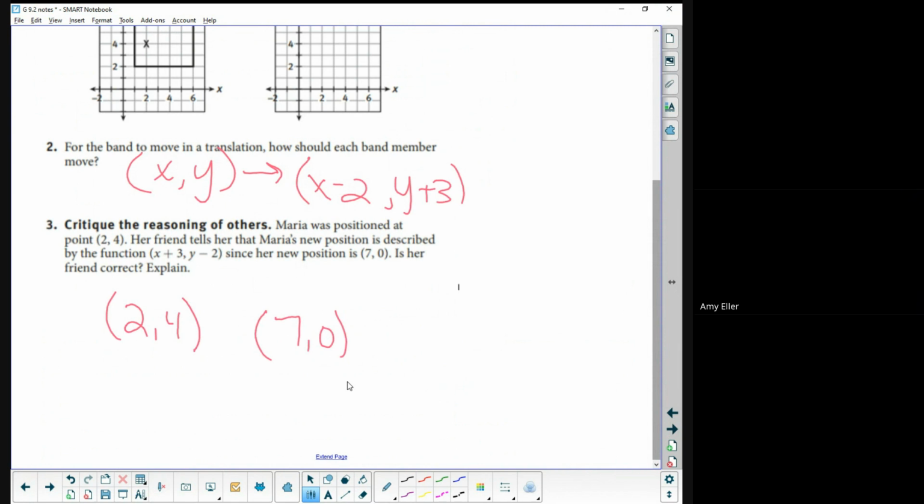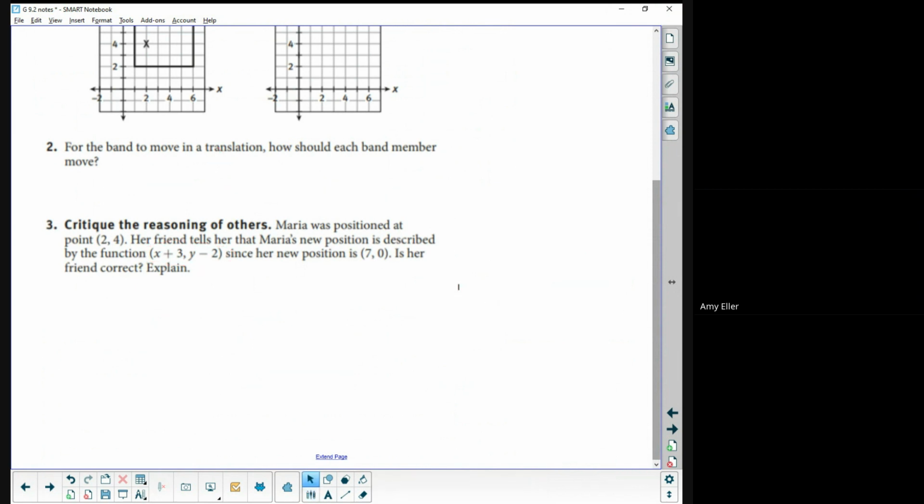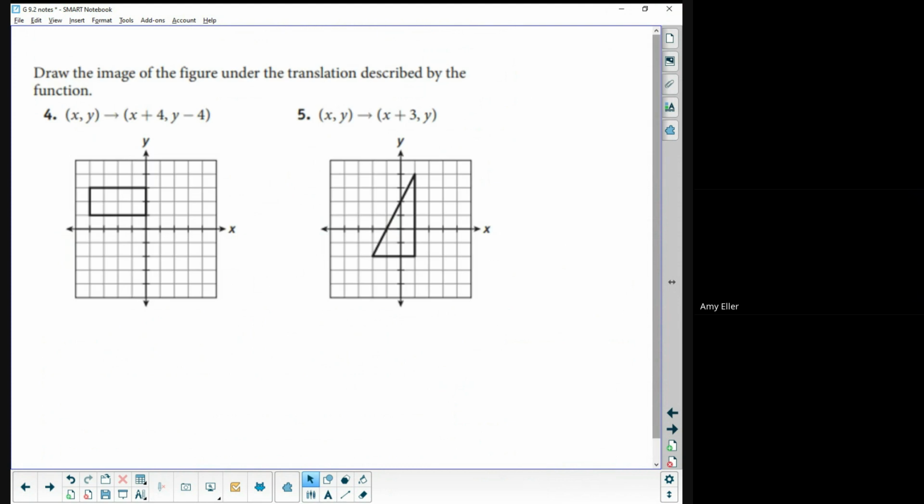Maria's friend tells her that her function is described as x plus 3, y minus 2. Is her friend correct? No, I don't even know how her friend got that. No. We are not adding 3. The correct way to do it would be, it looks like we added 5 in the x direction. In the y direction, it looks like I subtracted 4. So I don't know where her friend got that information, but it's way off. Four and 5.